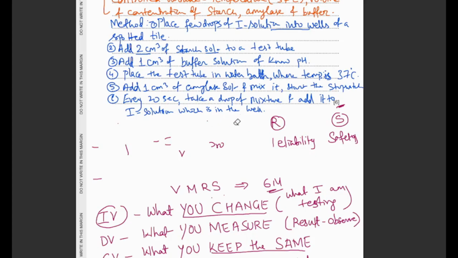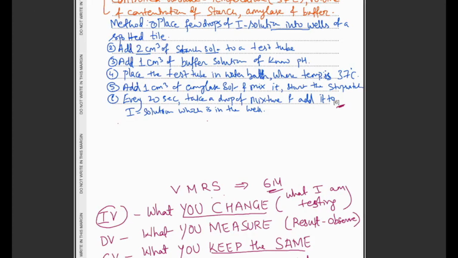No worries. Okay, so if the space is not enough, you can continue on the rough page also, right? Just mention the question number and continue it. So iodine solution placed on it.